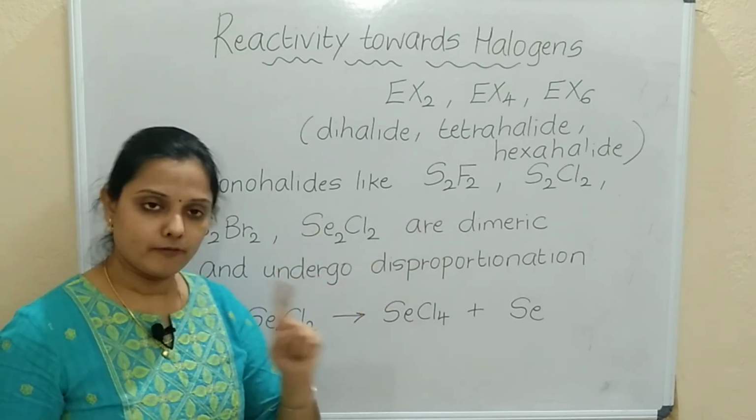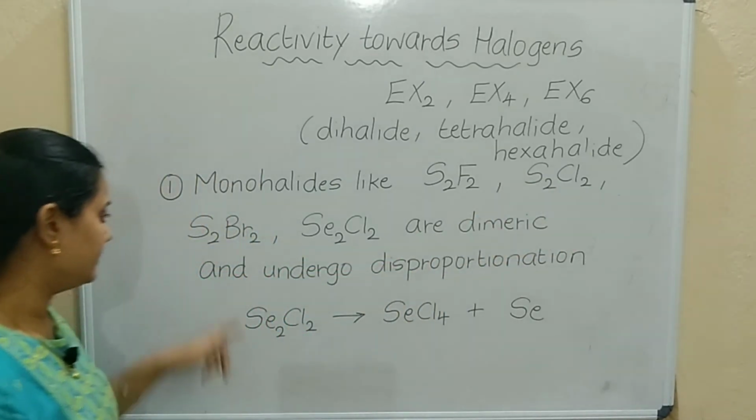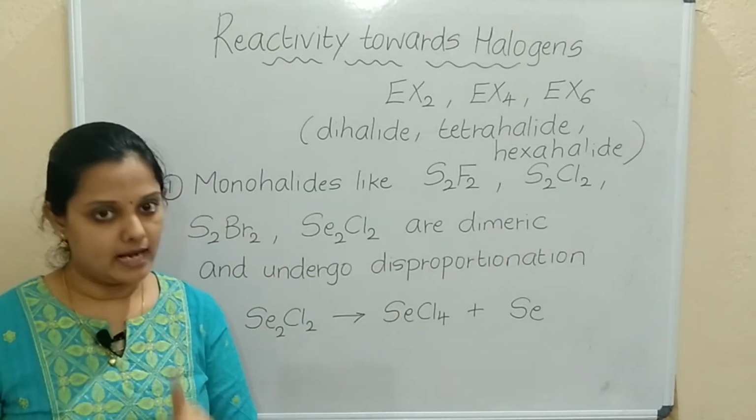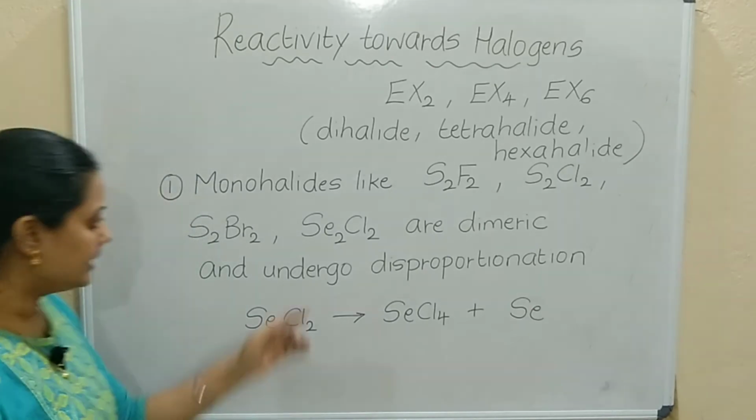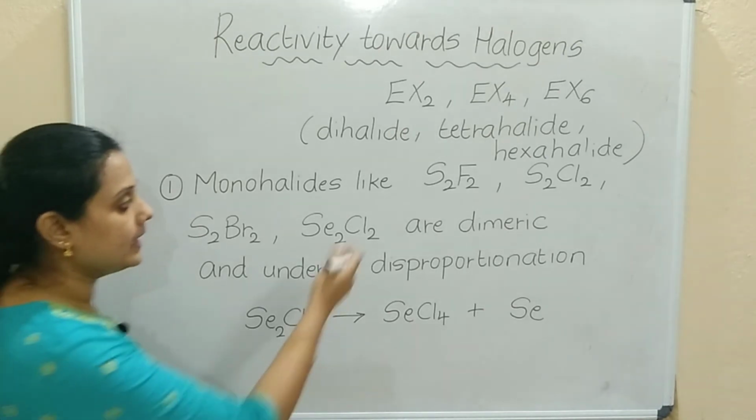Because only fluorine, one halogen is used. Here also Cl2, only one halogen is present. Br2, bromine, one halogen. Same halogen, right? Even here chlorine, one halogen. So, it is a monohalide like S2F2.